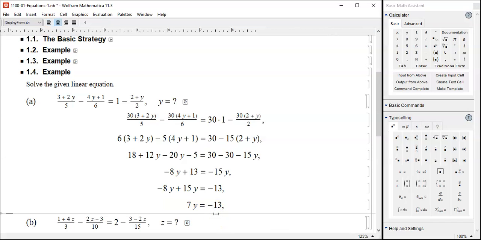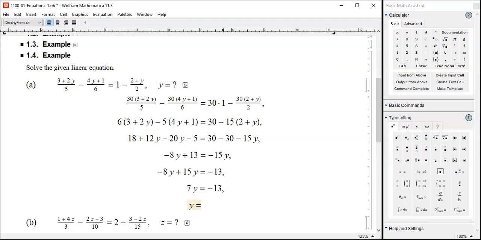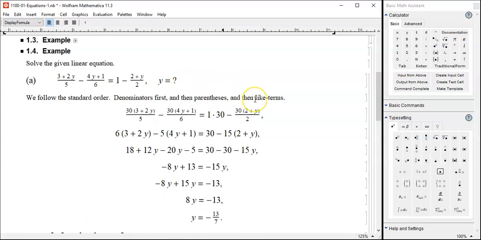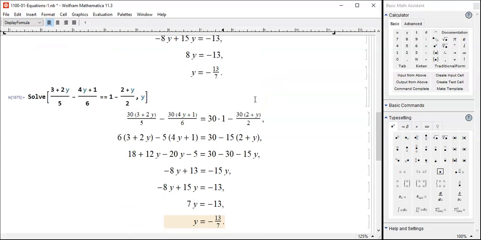Let's go to the final step. Divide by 7: negative 13 over 7. And I claim this is the answer. The previous expression was okay, but I prefer to have the sign in front of the fraction. Okay, let's check if I did it correctly. Yes, I did it right.